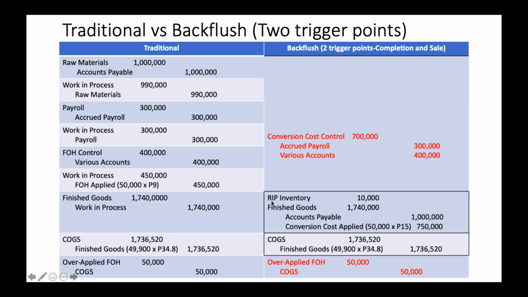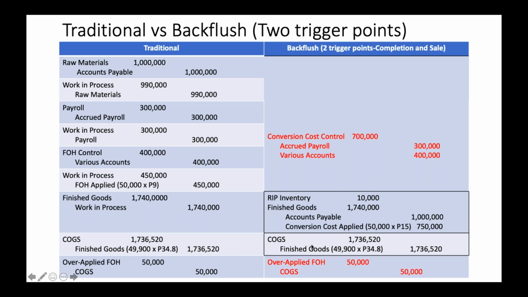Okay, so debit raw and in-process inventory of 10,000, debit finished goods of 1,740,000. And then the applied conversion cost is 50,000 at 15, that's 750,000. Okay, so upon completion, you will make a physical count of your raw materials inventory so that you will know if there are some raw materials still on hand and not all the raw materials were used in the production of the finished goods.